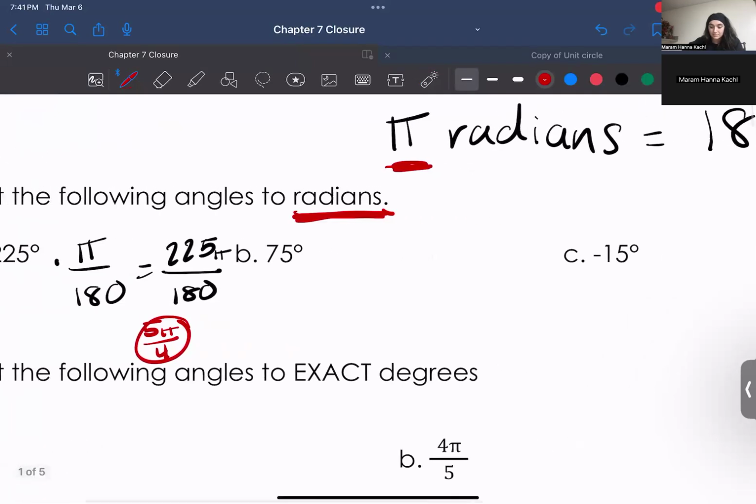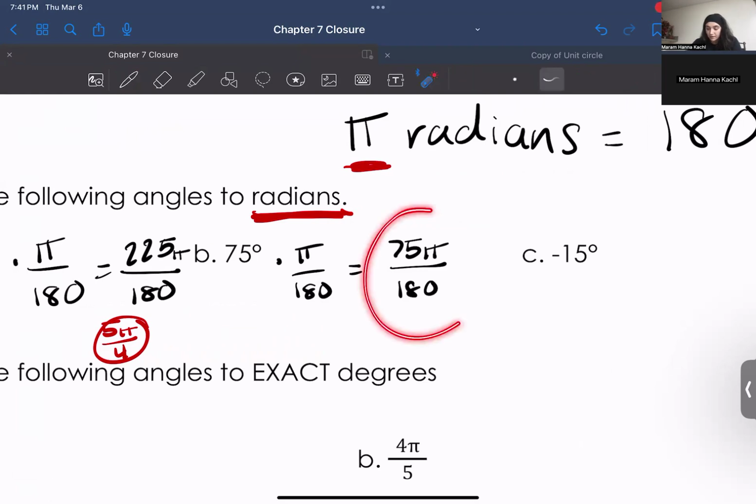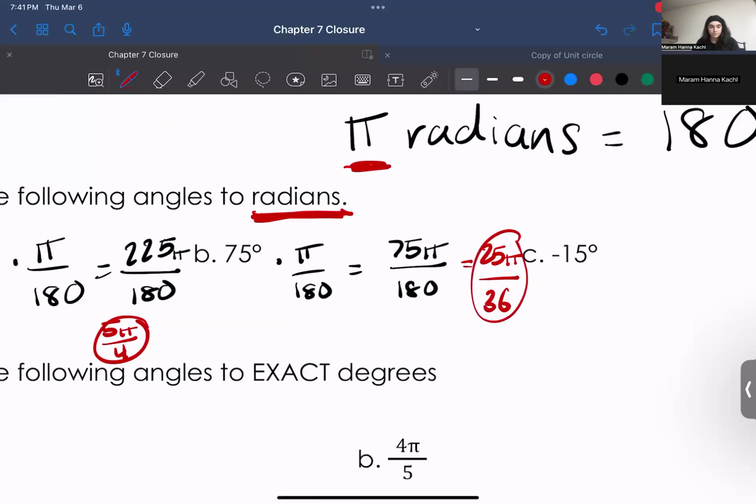Same idea, 75 degrees, making that into a radian, I would multiply by pi over 180. That gives me 75 pi over 180. If I can simplify the numbers, I should. So doing 75 divided by 180 in your calculator or knowing how to simplify it gives us 5 pi over 12. And that would be our final answer.